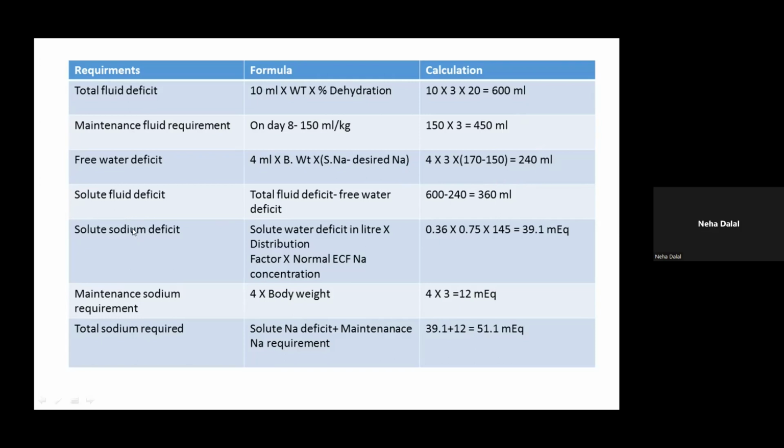After seeing all the deficits, now we need to find out what is the solute sodium deficit for this baby. So the solute water deficit in liters is 0.36. This can be taken as 0.4 also in severe hyponatremia. Total body water is about 0.7 or 70%. So we take it as 0.7 into normal sodium levels 135. So this is the amount of sodium that is deficient in this baby, and we need to replace it apart from the maintenance sodium that is needed daily. So this is 4 mEq per kg, 12. So the sodium which we want to give is this 39 plus 12, to replenish the deficits and maintenance sodium values for this baby over the next 24 hours.